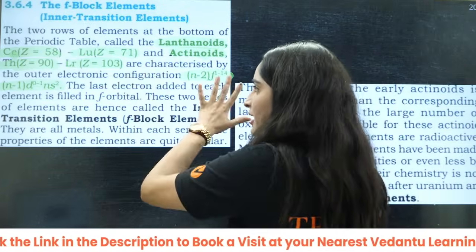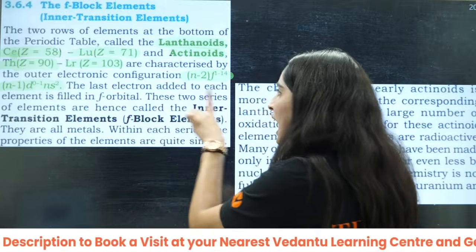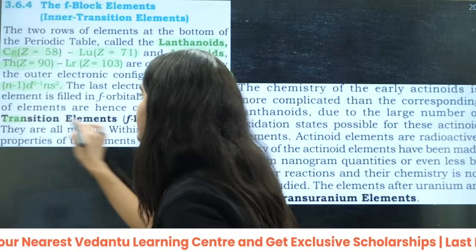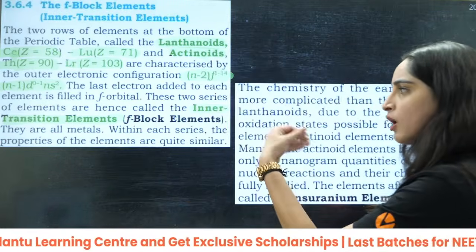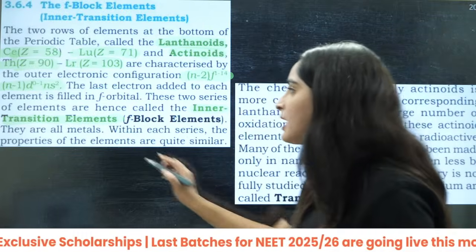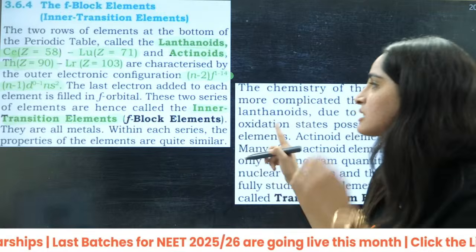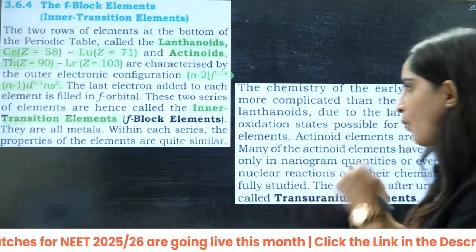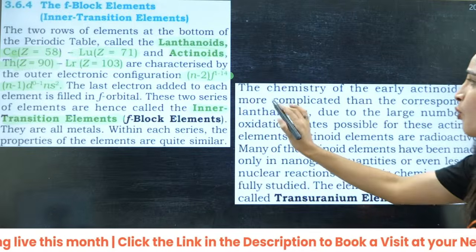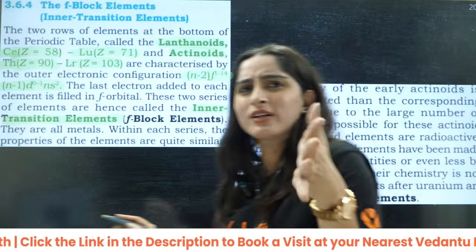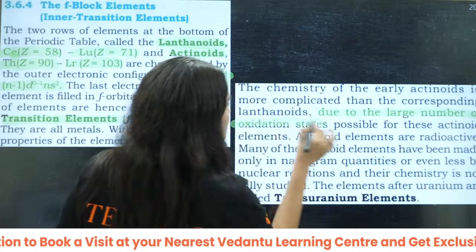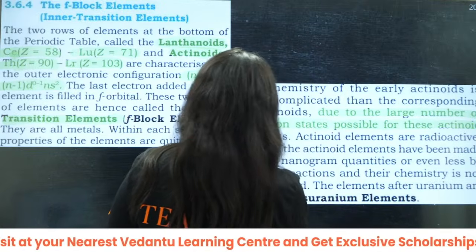But still, if you want to underline, this is the important part here. The last electron is added to the f orbital. The 2 series are called inner transition elements, right? They are all metals within each series, and in actinoids you have radioactive elements, right? Within each series, the properties of elements are quite similar. The chemistry of the early actinoids is more complicated. That is why it is skipped in your syllabus, due to the large number of oxidation states possible for these actinoid elements.